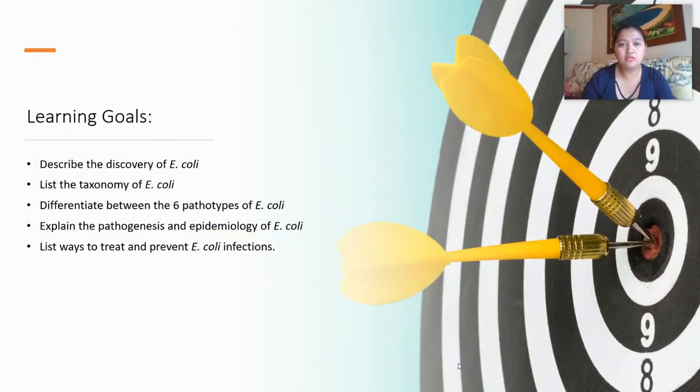So just a few learning goals for us today as we learn about E. coli. We're going to talk about its discovery, a little bit of history of how it was found out. We're going to learn about the taxonomy of E. coli. We're going to differentiate the six pathotypes of E. coli and then explain the pathogenesis and epidemiology of some of those strains. And then most importantly, we're going to talk about ways to treat and prevent E. coli infections.